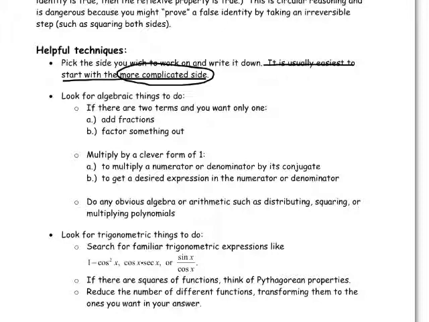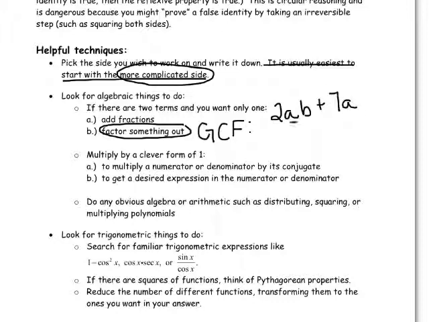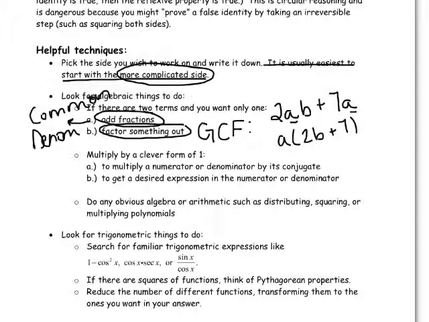So if there are two terms and you only want one, you can add the fractions, factor something out. This is that GCF that we were talking about in the last video. So like, I'll do 2ab plus 7a. So you could take out the a's from both and you'd be left with 2b plus 7. That's what greatest common factor is. Adding fractions, what do you have to do in order to add fractions? You have to have common denominators. Must have common denominators.